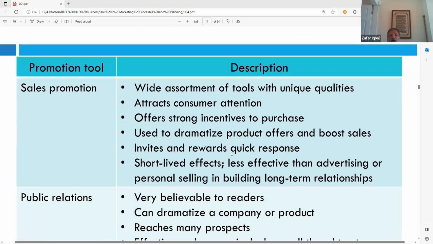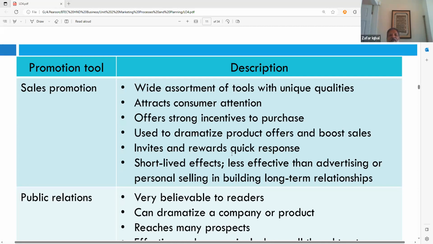Now, sales promotion, again, attracts consumer attention. It uses a lot of product offers and boosts sales. It looks at a wide range of tools, and it creates a kind of uniqueness, and it promotes quality. In other words, it invites quick response. It invites and rewards very quick response, but it's a short-lived effect.